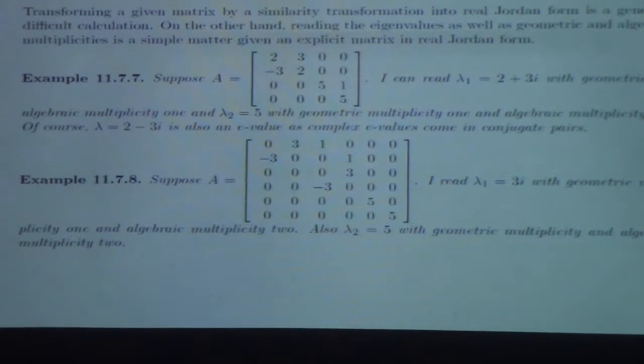You can always take a real transformation on a real vector space and find a basis which puts the matrix of the transformation into real Jordan form. It's totally general.